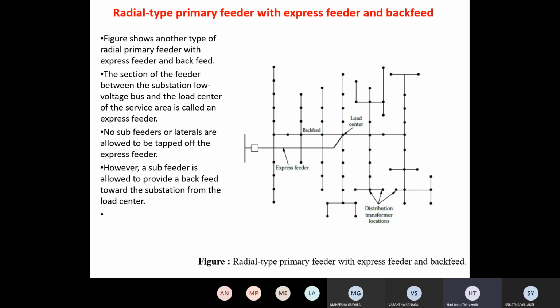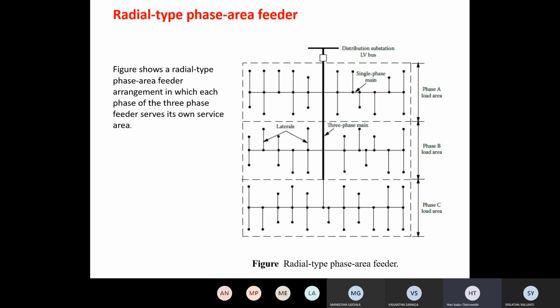So there is no tapping from the express feeder, but sometimes they may provide back feed to the substation like this. So how can you provide continuity of power supply? If a fault occurs at any line, we may provide power supply to the express feeder. That is the main, and for this section it may provide back feed. That's why it is more reliable, right?